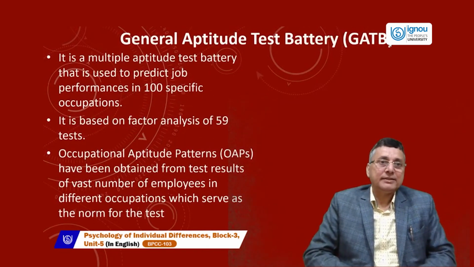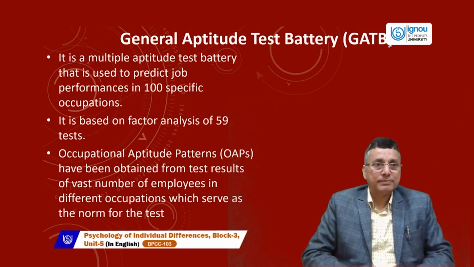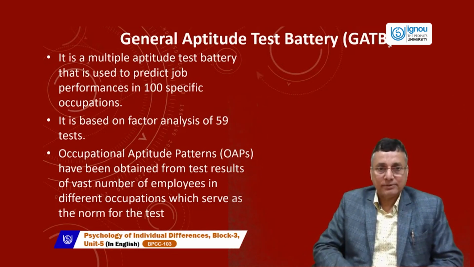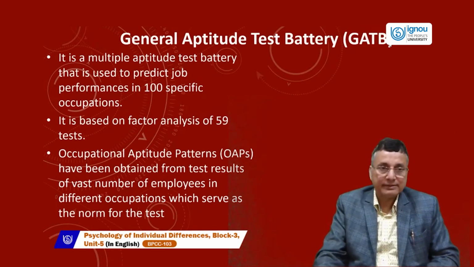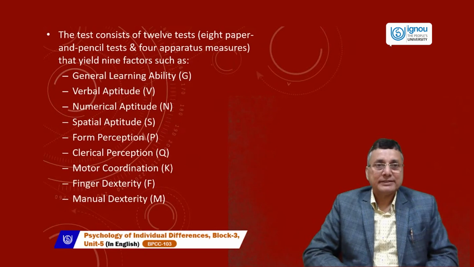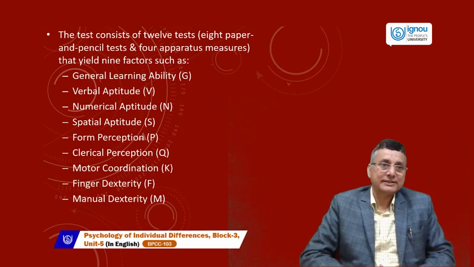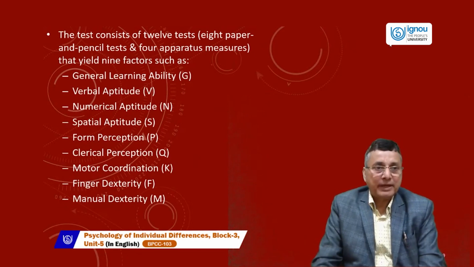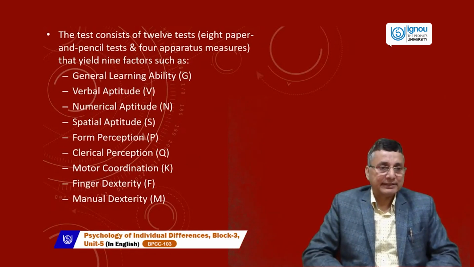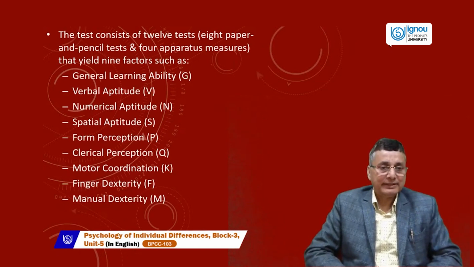General Aptitude Test Battery. It is a multiple aptitude test battery that is used to predict job performance in 100 specific occupations. It is based on factor analysis of 59 tests. Occupational test patterns have been obtained from test results of a vast number of employees in different occupations, which serve as norms for the tests. The test consists of 12 subtests, 8 paper and pencil tests and 4 apparatus measures, that yield 9 factors: general learning ability called G, verbal aptitude V, numerical aptitude N, spatial aptitude S, form perception P, clerical perception Q, motor coordination K, finger dexterity F, and manual dexterity M.